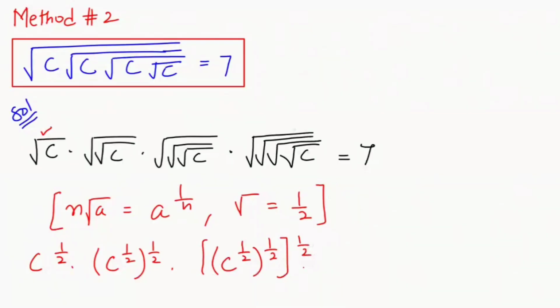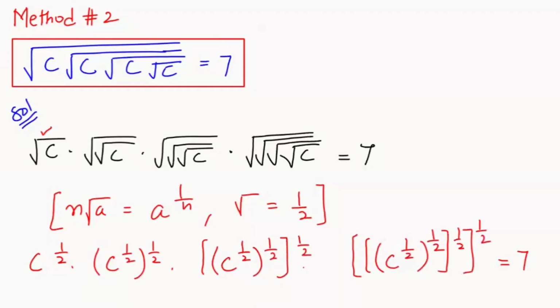And in replacement of this fourth radical, I'm going to write c to the power of 1 over 2 and whole to the power of 1 over 2, again whole to the power of 1 over 2, and the fourth one raised to the power of 1 over 2, is equal to 7. So this equation turns to c to the power of 1 over 2 times c to the power of, the powers are going to be multiplied, 1 over 4 times c to the power of 1 over 8 times c to the power of 1 over 16 is equal to 7.